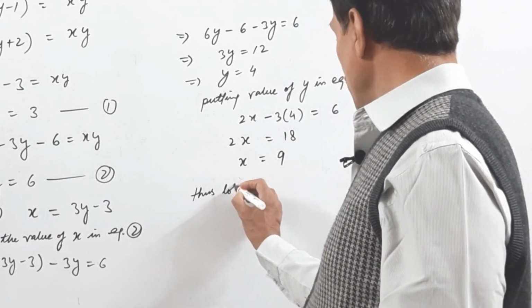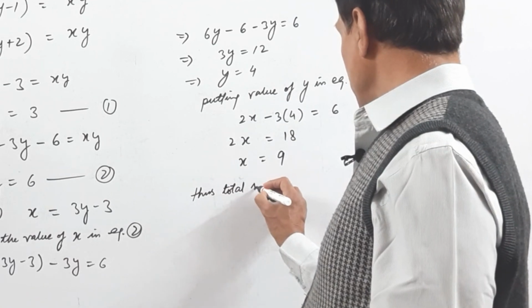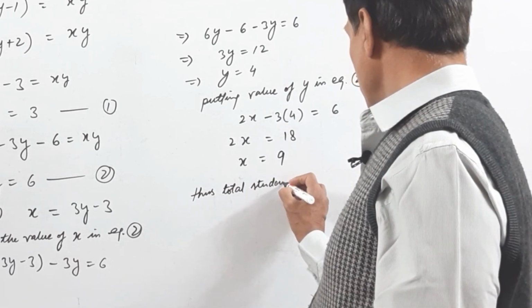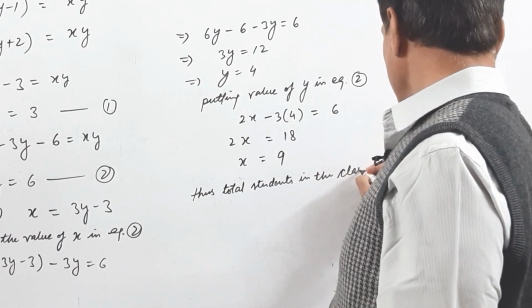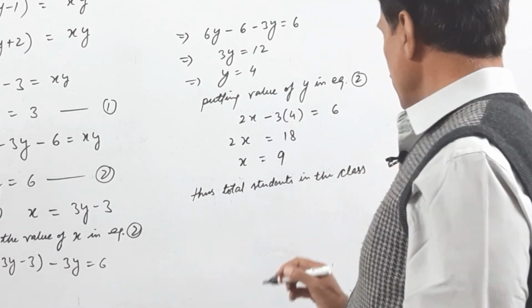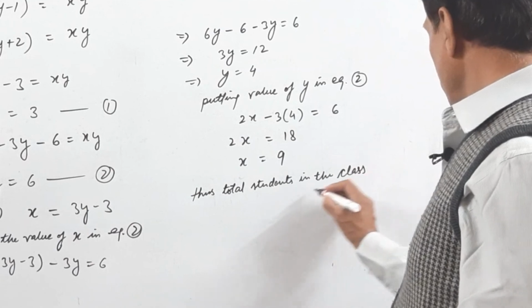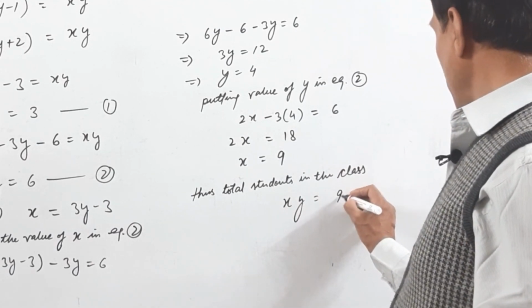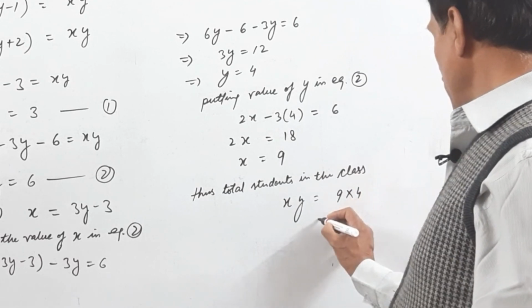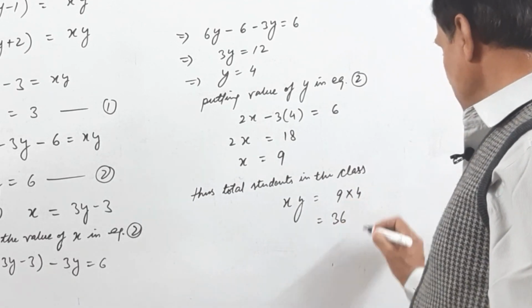The total students in the class, thus total students in the class, xy is equal to 9 into 4, and that is 36 students.